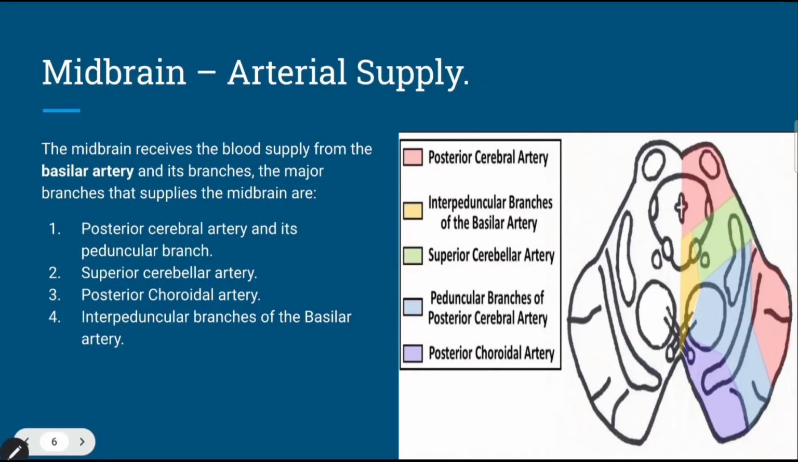Let's talk about the midbrain's blood supply, a high-yield topic for USMLE Step 1. Knowing the vascular anatomy here is key for understanding midbrain stroke syndromes, which are commonly tested. The midbrain gets its blood supply from the basilar artery and its branches. Let's break down the four major contributors.